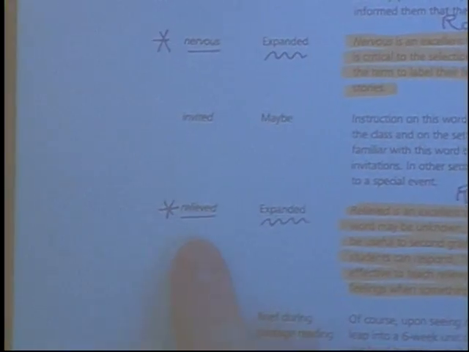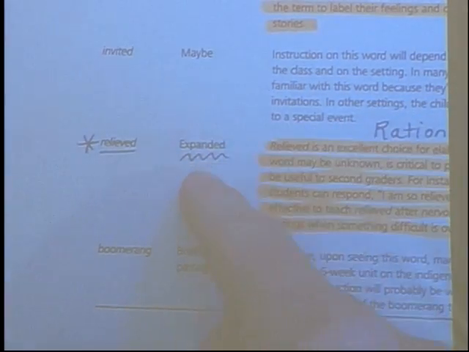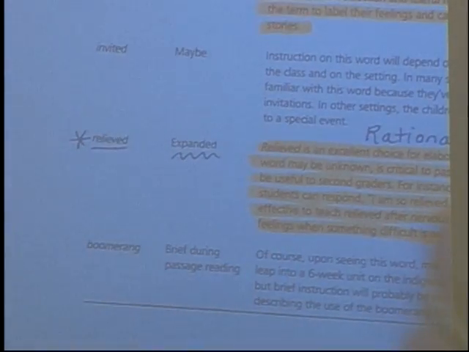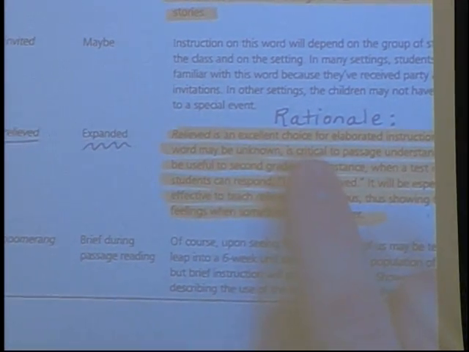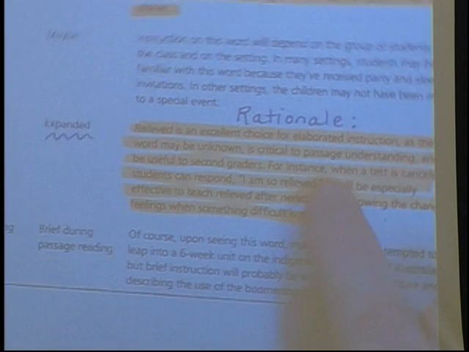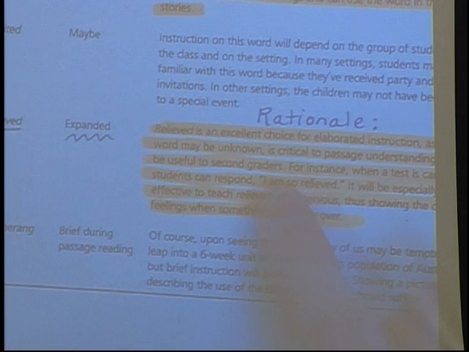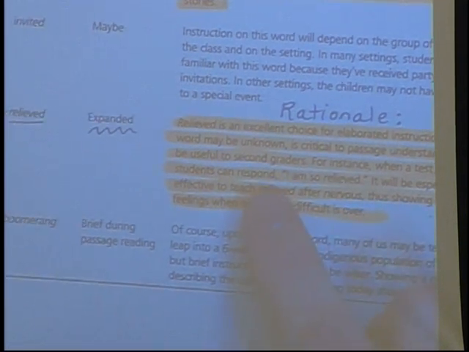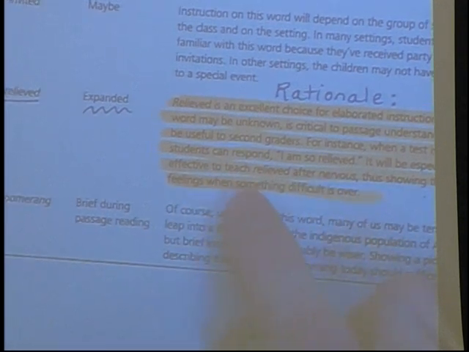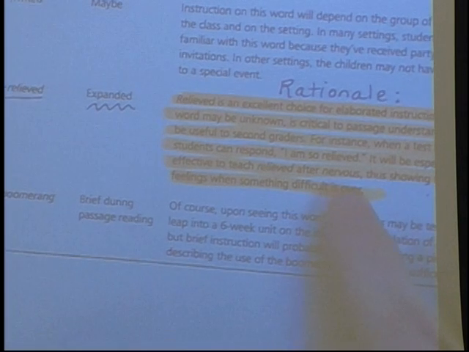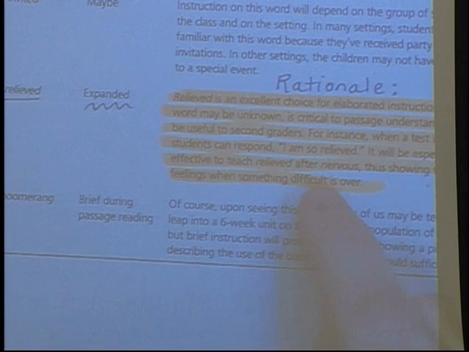Okay? So looking at relieved, again, it's expanded instruction. It's explicit instruction. I'm going to put it through the 6-step routine. Why? What is my rationale? Well, relieved is an excellent choice for elaborated instruction, as the word may be unknown, and it's critical to passage understanding, and it will be useful to second graders. For instance, when a test is canceled, students can respond, "Ah, I'm so relieved." It will be especially effective to teach relieved after nervous, thus showing the change in the feelings when something difficult is over.